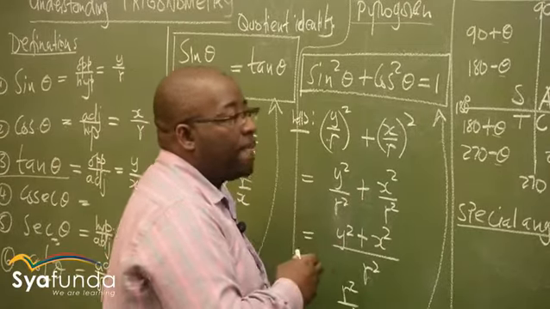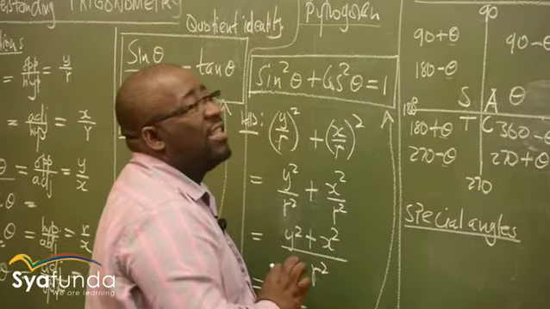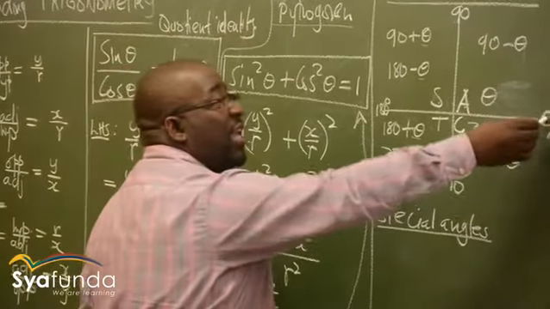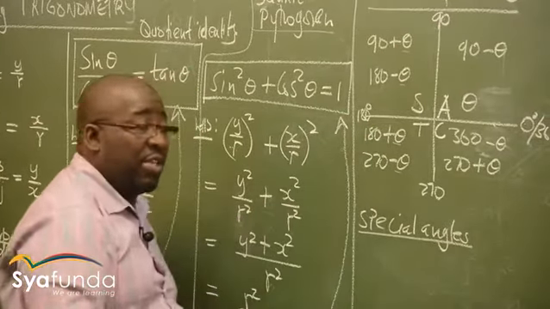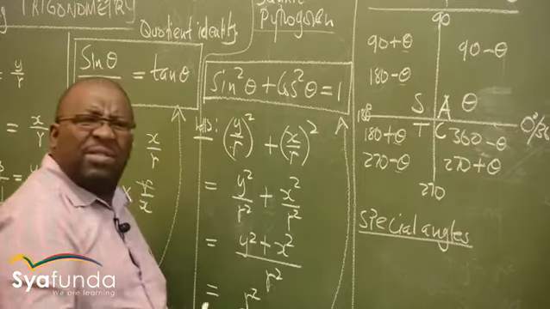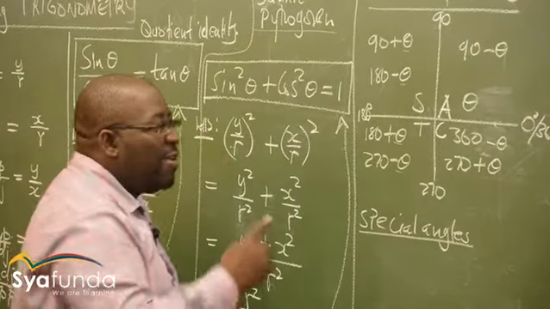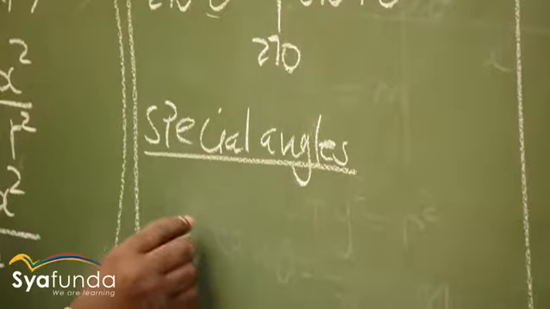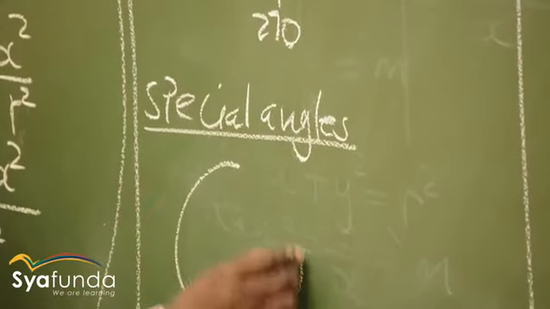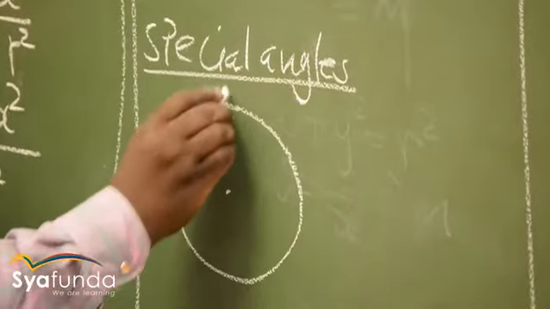For example, in this Cartesian plane, 0 is a special angle, 90 is a special angle, 180 is a special angle, as well as 270 is a special angle. Now, how do you find those angles without using a calculator? For example, if I have a circle like this one, now this is my Cartesian plane.